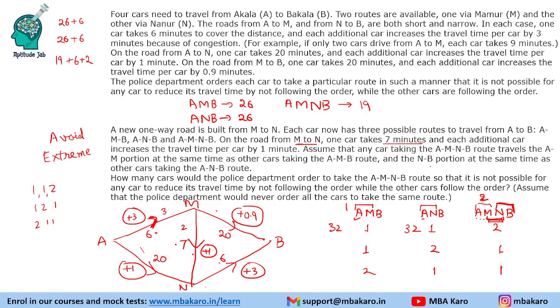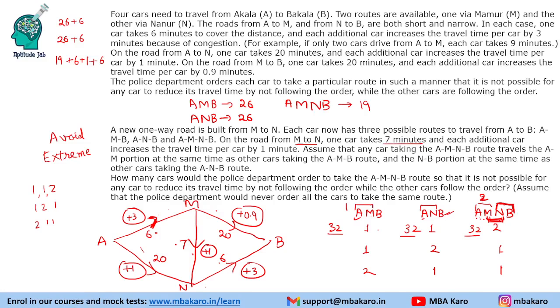And then we have two cars means one extra. That means time will increase by 1 minute. MN, there are two cars traveling, one extra, and hence an increase of 1 minute. Similarly, in NB, there are two plus one, three cars. So since there are three cars, that means there are two extra cars and will take 6 more minutes. So total time taken will be 32 minutes for this also. So this is one case, 32, 32, 32.